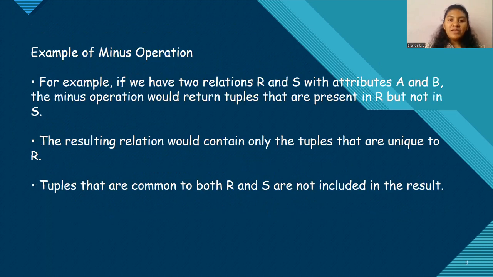So, example of the minus operation. For example, if we have two relations R and S with attributes A and B, the minus operation would return the tuples that are present in R but not in S. The resulting relation would contain only the tuples that are unique to R. The tuples that are common to R and S are not included in the result.